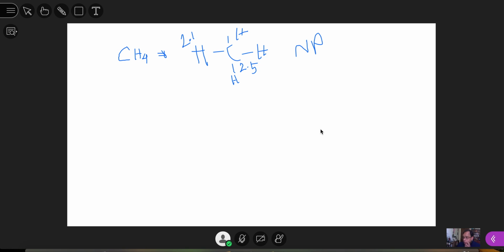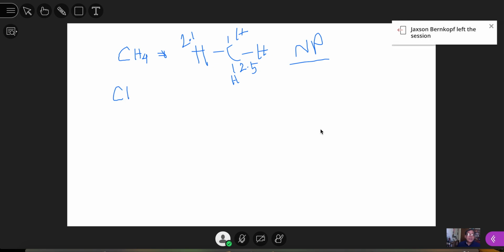Now this is a general statement. A molecule is polar only when it has at least one polar bond. A molecule is polar when it has at least one polar bond. I'll modify the statement after giving some examples. So CH4 has all four C-H bonds non-polar. Therefore, the molecule is non-polar.